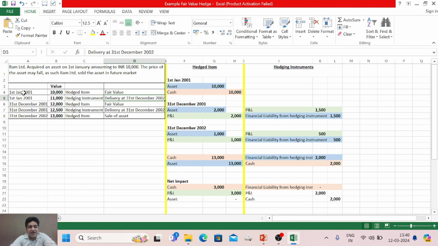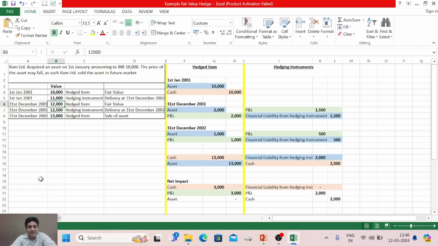In this example, on 1st January 2001, the fair value or the transaction cost of the hedged item was 10,000. The value of the hedged item on 31st December, 1 year later, was 12,000, and on 31st of December 2002, Ram Limited sold this asset at 13,000 rupees. So my fair value from 10,000 increased to 12,000, and from 12,000 it increased to 13,000 rupees.